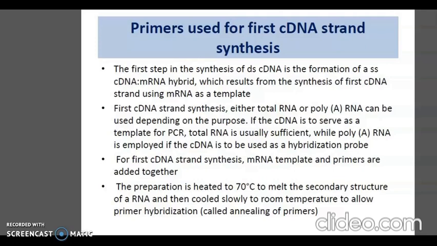For first cDNA strand synthesis, mRNA template and primers are added together. The preparation is heated to 70 degrees Celsius to melt the secondary structure of the RNA, and then cooled slowly to room temperature to allow primer hybridization. It is called annealing of primers.